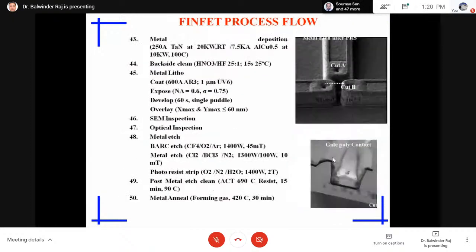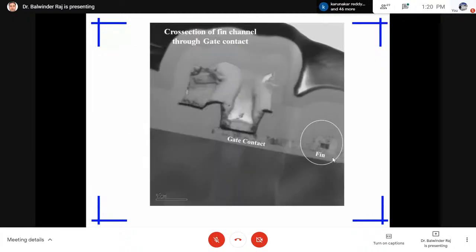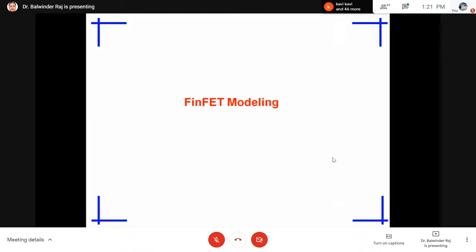Around 50 steps are given for the different FinFET designs. These are not only 50 steps; these steps are for the final device. They are repeated. I mentioned double gate FinFET, triple gate, quadruple gate. Accordingly, the number of steps keeps on repeating, and the final device structure came up like this. This is the final cross section of the fin channel through the gate. So this is all about the FinFET fabrication.